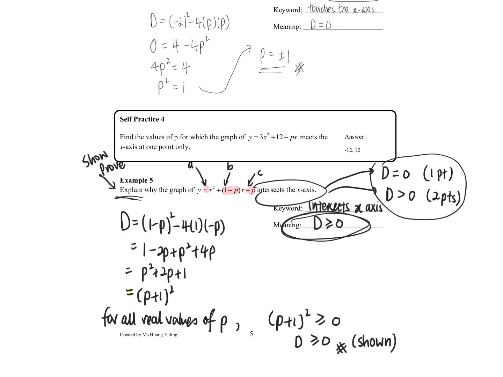Okay, so everything that you have learned earlier on is shown here. So whenever they ask you to show, there must be this bracket square greater or equals to 0 somewhere, because this is proving. So this is super important. Don't forget it. Keep it at the back of your mind. You always need to use it.